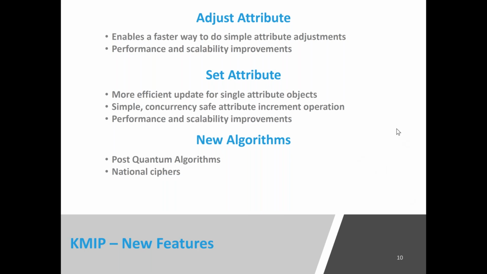When you're doing a change to an attribute, it would normally involve a couple of round trips to locate the object, locate its attribute, and then remove that and put in a new one. What we've done is simply allowed a mechanism to say, if there's only one attribute, just change it to this, please. Again, improving the performance, reducing the message size and the backwards and forwards between the client.